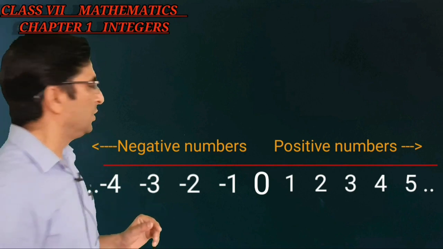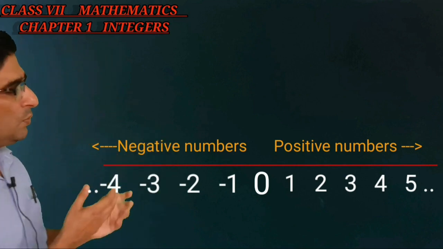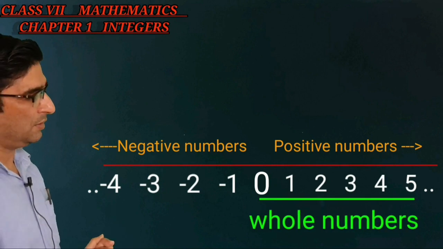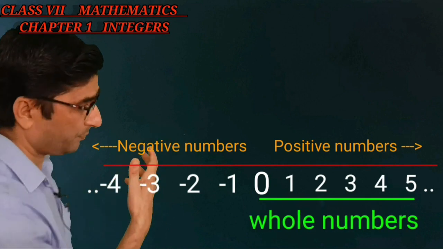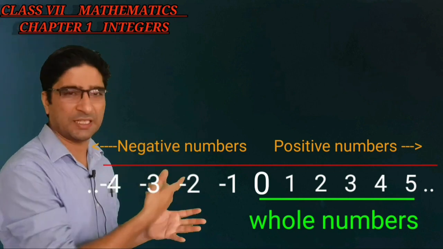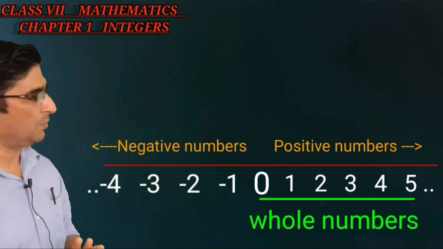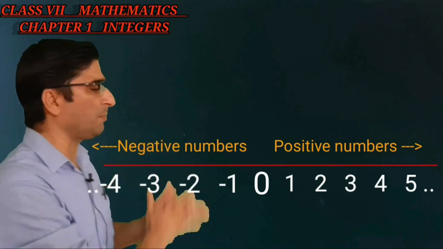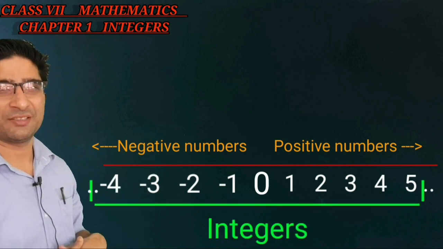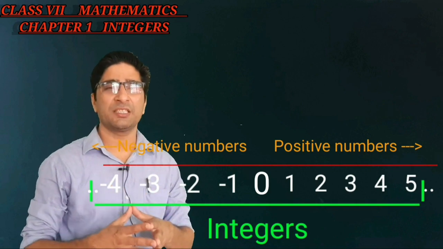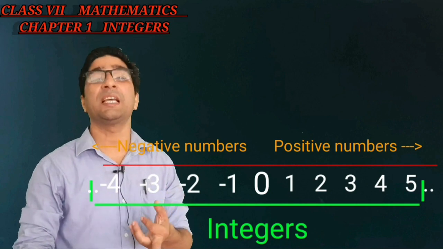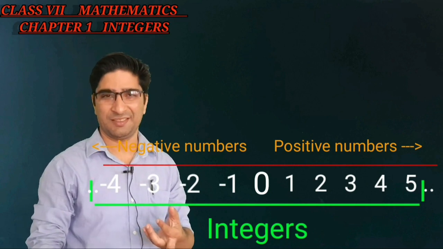Now in this number line you can observe we have two types of numbers: 0, 1, 2, 3, 4, 5, 6, 7, the whole numbers, and also the negative numbers -1, -2, -3, -4, -5, -6. Now these positive numbers and negative numbers are collectively called integers. That means integers is a set of numbers which includes whole numbers as well as negative numbers.